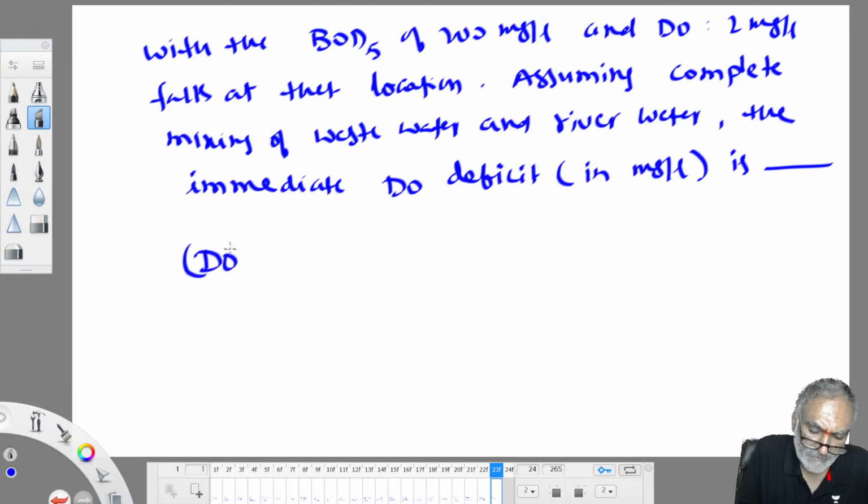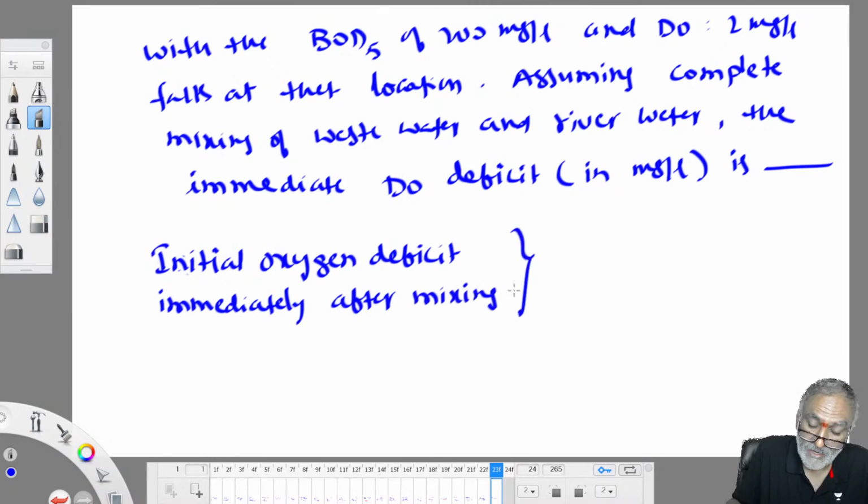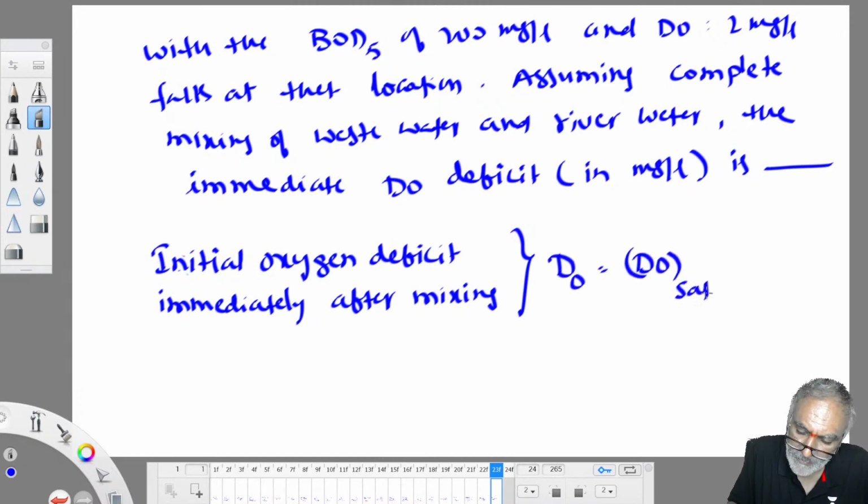So DO deficit. Immediate DO deficit means what? D naught, the initial oxygen deficit immediately after mixing. Mixing means after disposal, river wastewater with river water. That is D naught, which is equal to DO sat minus DO mix. That's all. Only one thing you have to find out.